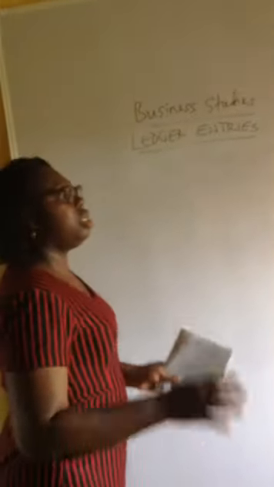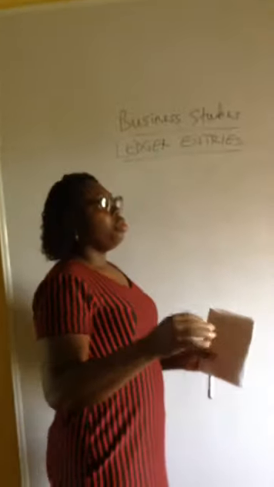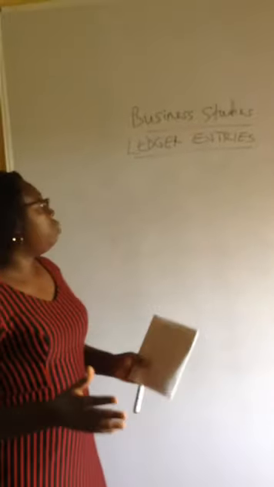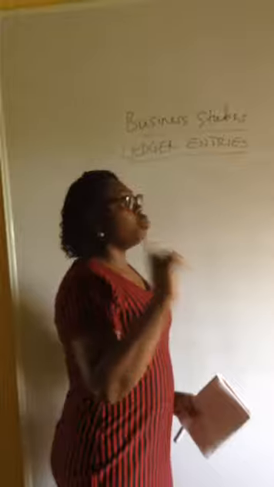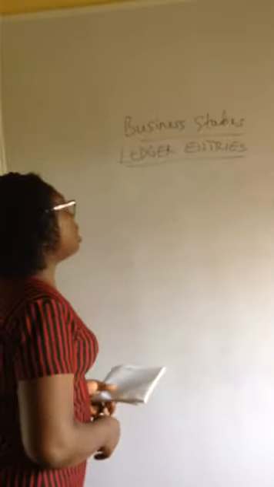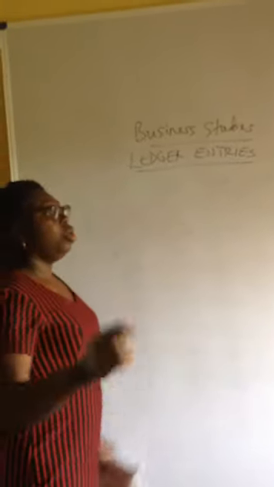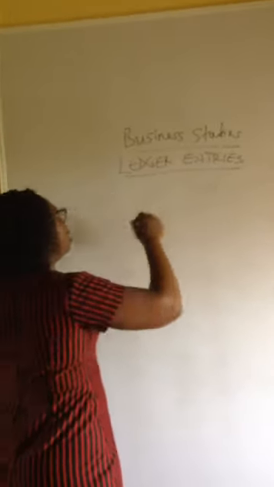A ledger has been defined as a main book of account for recording business transactions. All transactions that are recorded in business, the ledger is the main book in which these transactions are to be recorded. We have different items that are to be placed on the ledger, that you can find in the ledger.